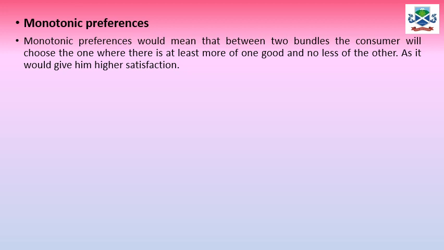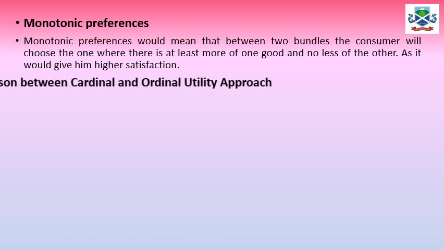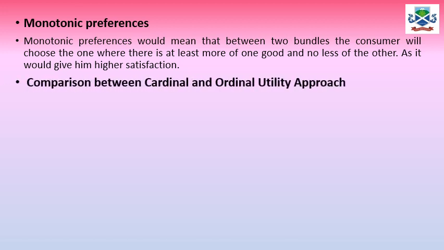Even when he knows that every combination gives the same level of satisfaction, when the consumer prefers a particular bundle of a commodity because he thinks, psychologically, that this bundle gives more satisfaction than the other combination, then it is known as monotonic preference. One bundle offers more satisfaction as compared to the other, with no less of the other good. So that is a psychological concept of the consumer.